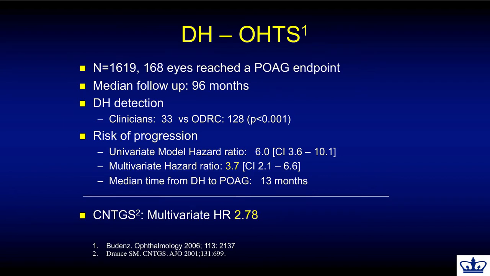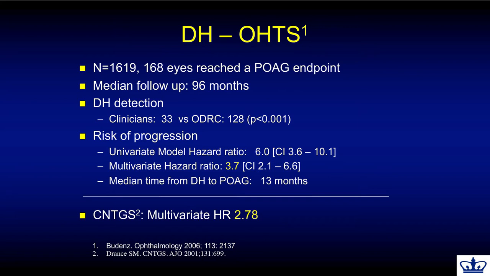Disc hemorrhage is very important throughout the glaucoma spectrum, not just in patients with normal tension glaucoma, but even in patients with ocular hypertension. In the Ocular Hypertension Treatment Study, the hazard ratio for developing visual field or optic nerve progression after a disc hemorrhage was approximately 3.7.